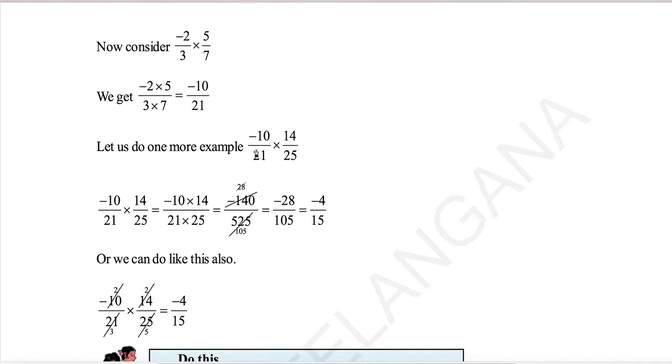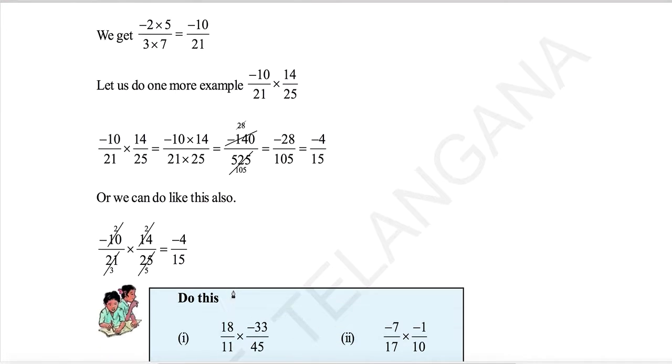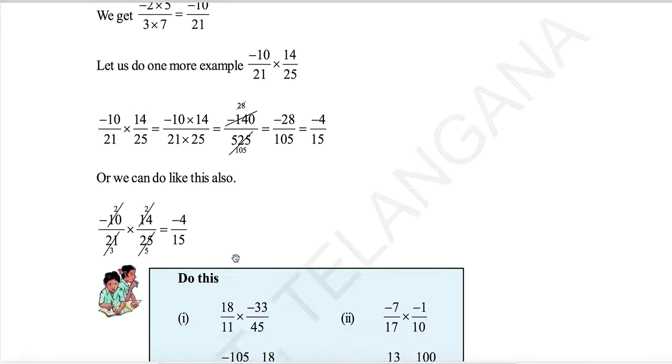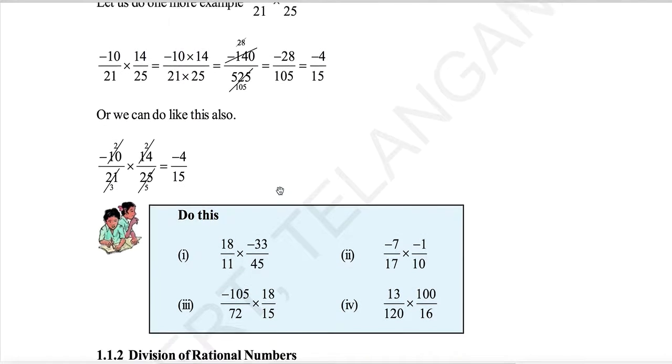Let us do one more example. In this case, there are common factors. Okay, so you can cut this like the 7 3s are 21, 7 2s are 14, 5 2s are 10, 5 5s are 25. Okay, so 2 into 2 is 4, so minus 4. 3 into 5, 15, minus 4 by 15. Okay, either you do it in this way or in this way, you will end up getting the same result.